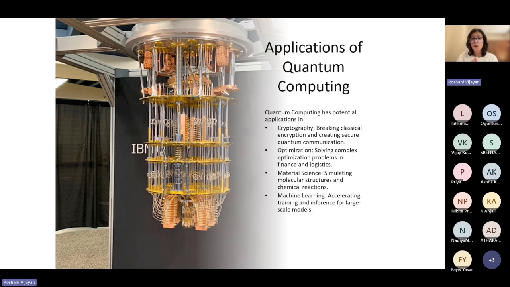Now we're going to focus on optimization, which is next. So I've mentioned finance and logistics over here. There's obviously a lot more scenarios in which you can optimize, but just a second. Yes, okay. So my presentation, a minute, please.